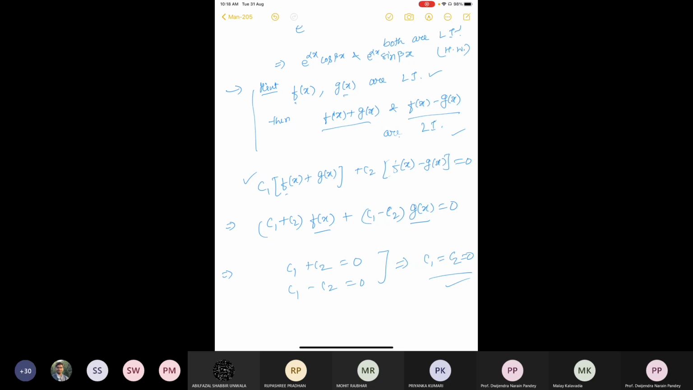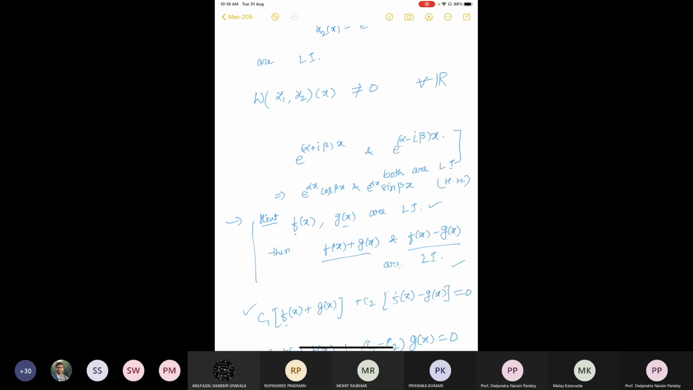Okay. So using this result, can I say, you fill in some lines here, that e to power (alpha plus i beta)x and e to power (alpha minus i beta)x are linearly independent solutions? Why are these linearly independent solutions? Because here we have distinct values. Alpha plus i beta is distinct from alpha minus i beta, right? So we already know that e to power m1 x and e to power m2 x are linearly independent if m1 and m2 are distinct. Is it okay?